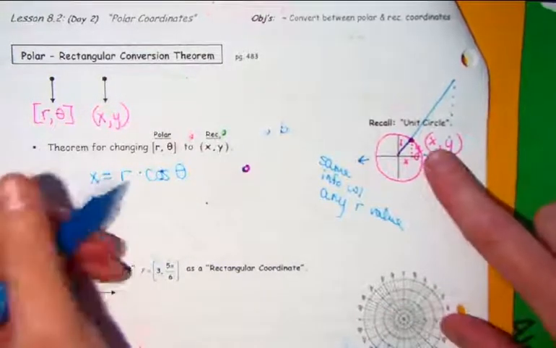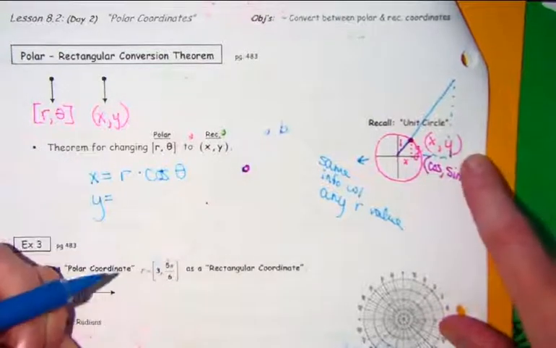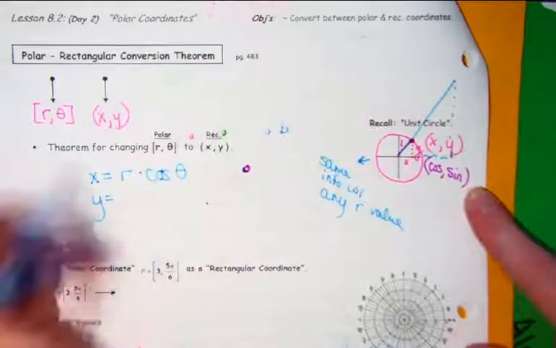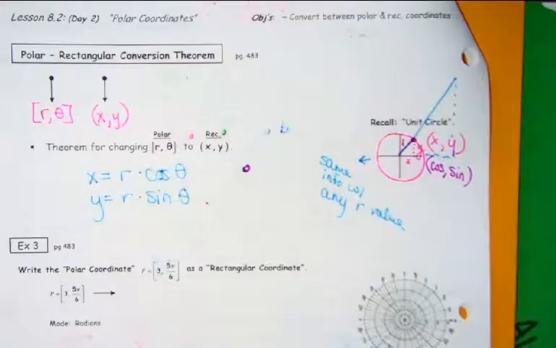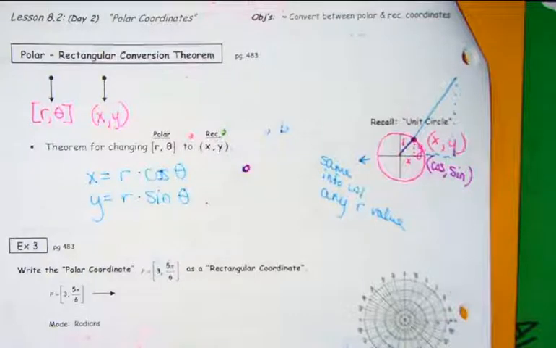If our x was radius times the cosine of the angle, what do you think our y is going to be? R times the sine of the angle. There you go. R times our sine of the angle.